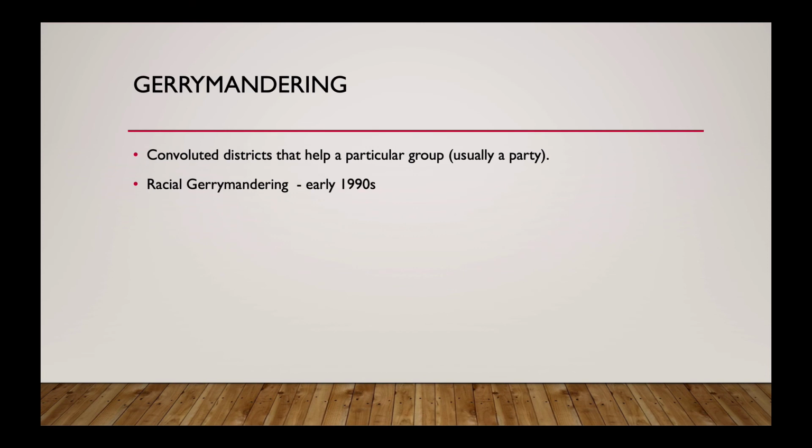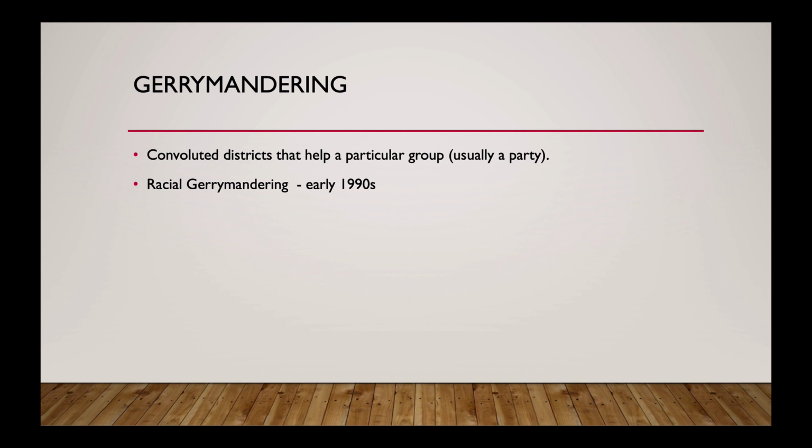Now, gerrymandering still happens, right? And in fact, there's a lot of evidence that congressional districts are highly gerrymandered right now. It just depends on the court's willingness to use that Baker v. Carr precedent to challenge district lines that are drawn. Now, when we think about gerrymandering, we're thinking about convoluted districts that help a particular group, usually a party.